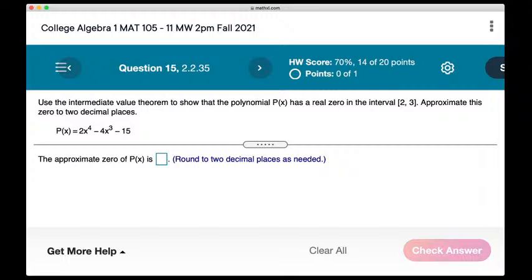This is question 15. It comes from section 2.2, question 35. Let's see. And then we have this p of x equals 2x to the 4, and just taking some notes, minus 4x cubed minus 15, right? Okay. Let's hop over to the tablet.